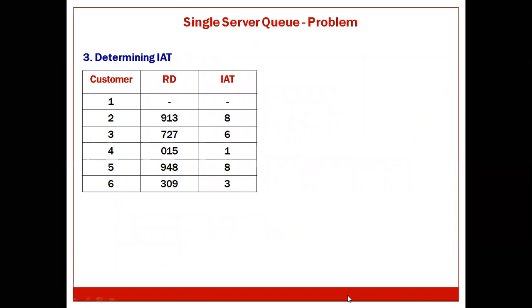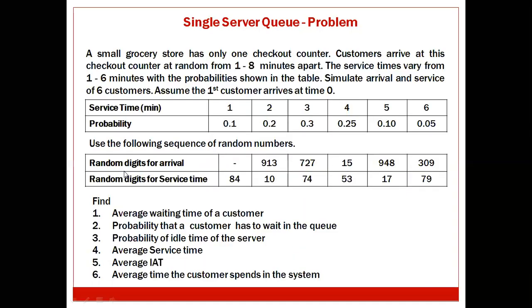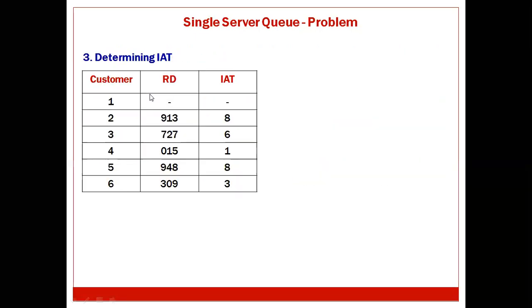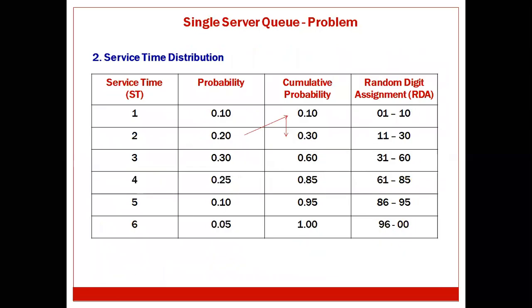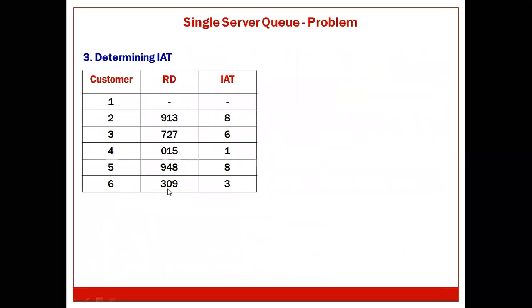For this, we need 3 columns. One is customer. How many customers is given? According to the question, they have given simulate for 6 customers. So 6 customers we will write down here. So 6 rows, then random digits, and then IAT. Random digits, according to the question, they have given for 1, 2, 3, 4, 5, 6 customers. The first customer has no random digits. The second one is having 913 and then 727, it goes on. So the same numbers I have just written here.